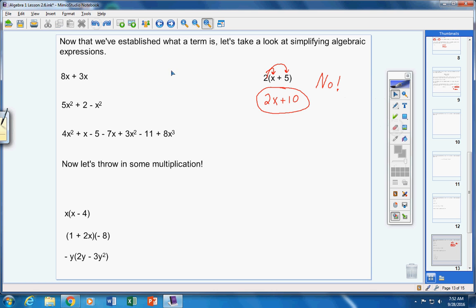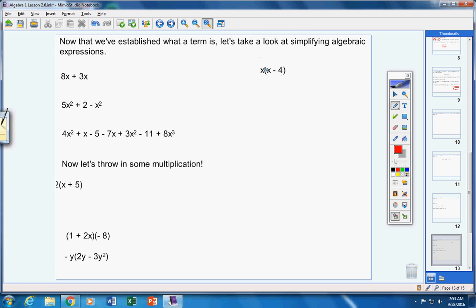You know what? If there would have been like terms here, pretend there would have been an x here, then you could go ahead and combine those and put 12x, okay? You always want to combine like terms as far as you can, alright? Let's take a look at this next problem here. Alright, now, we don't have like terms here, so we're not going to combine those.